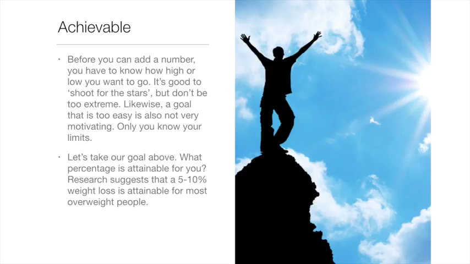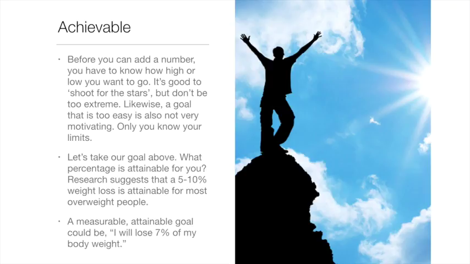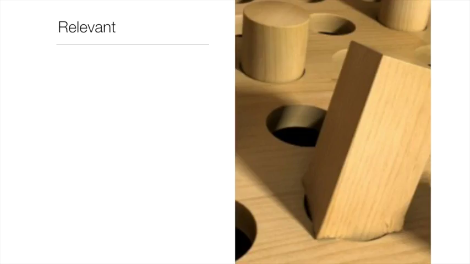So taking our goal above, what percentage is attainable for you? Some research suggests that a 5 to 10% weight loss is attainable for most people over, for example, the span of a year. We can use these numbers, and we can use these percentages to kind of gauge what number we should put. But for now, let's keep that aside, and we'll definitely go over it throughout the course. So a measurable, attainable goal could be I will lose 7% of my body weight, like just as an example of what that might look like.